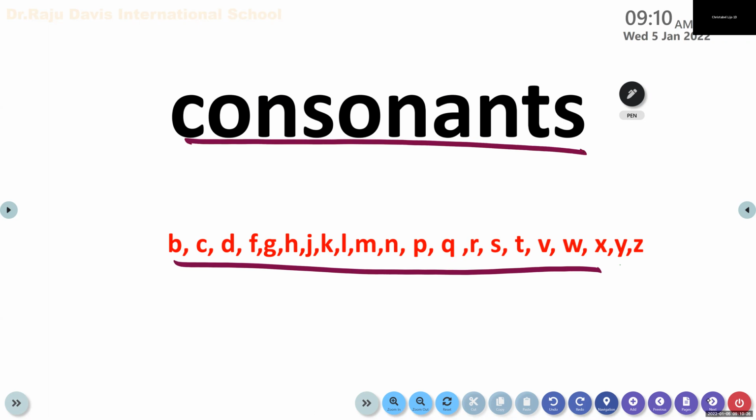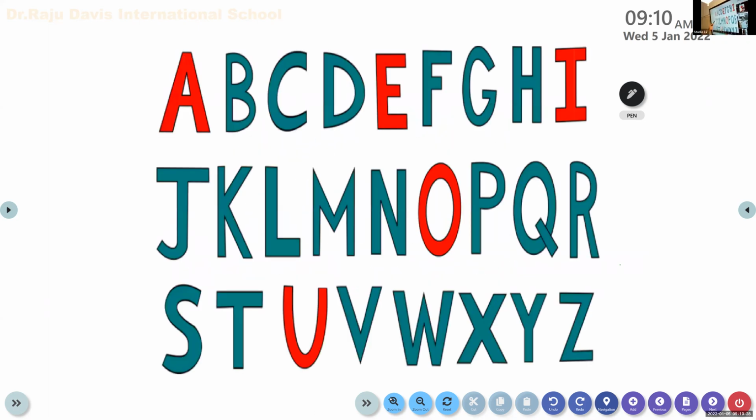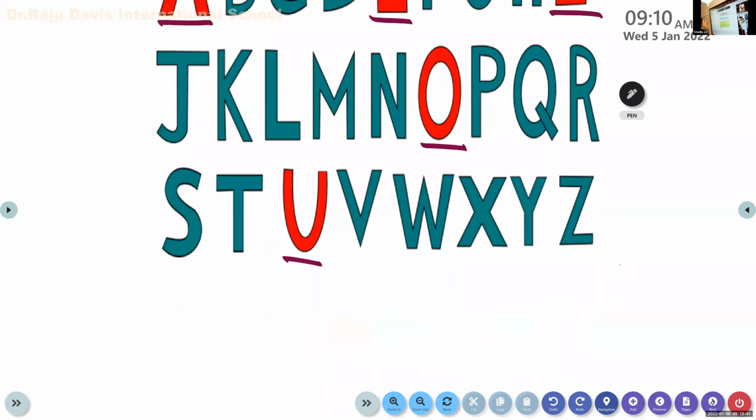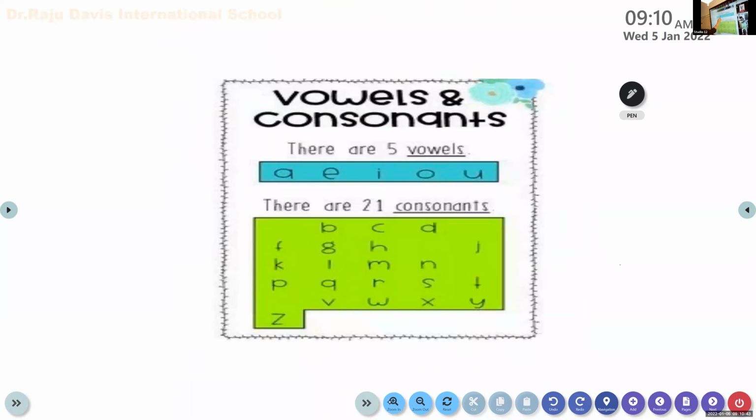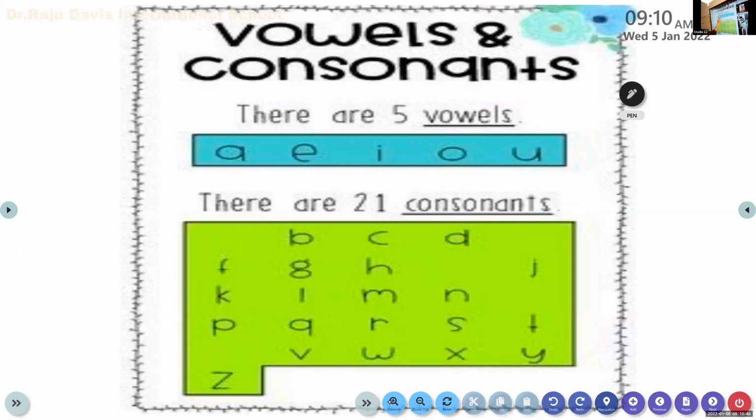Let us be thorough. These are the letters of the English alphabet. The letters which are in red are called vowels, and the remaining letters which are in blue are the consonants. Now there is a chart for you, as I showed you yesterday. See here, there are 5 vowels and there are 21 consonants.